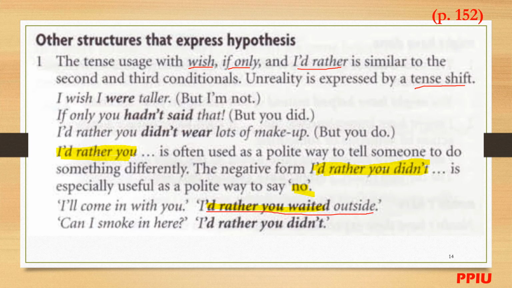So rather than doing something else different, I better come in. Can I smoke in here? I'd rather you didn't. It means you cannot smoke here. All right. That's it. You can remember those things, right? It's about I'd rather you and I'd rather you didn't, which means you just want to reject. Can I move to the next one?